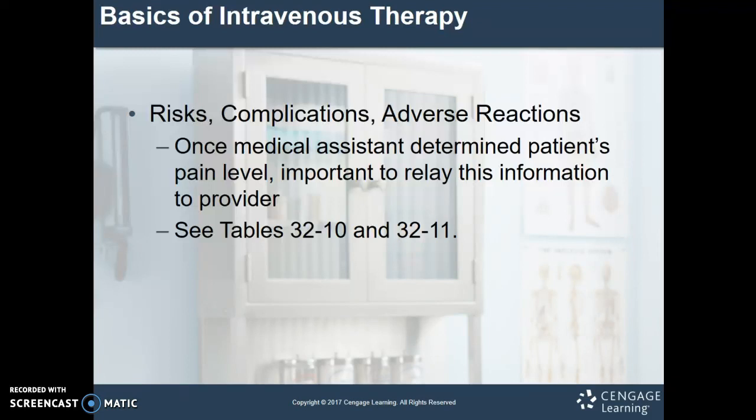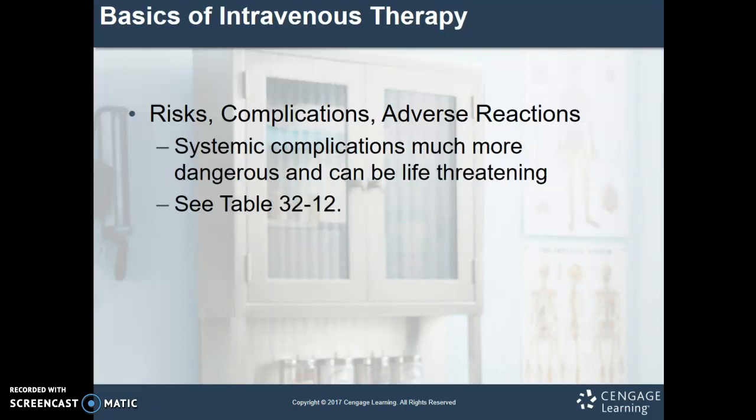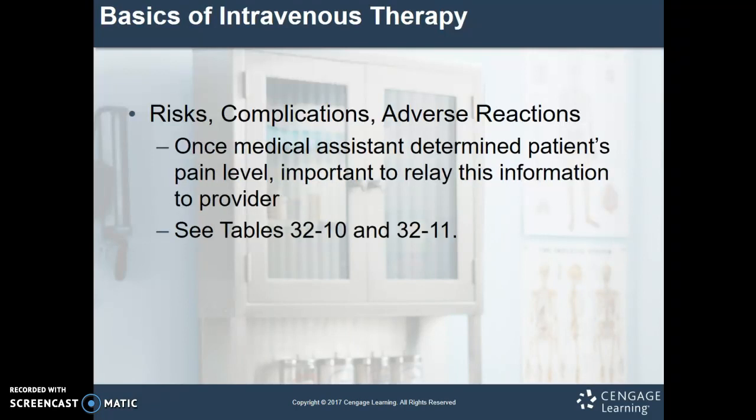So, it is essential to communicate with the patient to assess complications of IV therapy or patient intolerances of the IV catheter. Once the medical assistant has determined the patient's pain level, relay this information to the provider. To help you with assessment, you can take a look at Table 32-10, which is guideline questions for patient pain assessment, and Table 32-11, which are complications and risks of intravenous therapy.